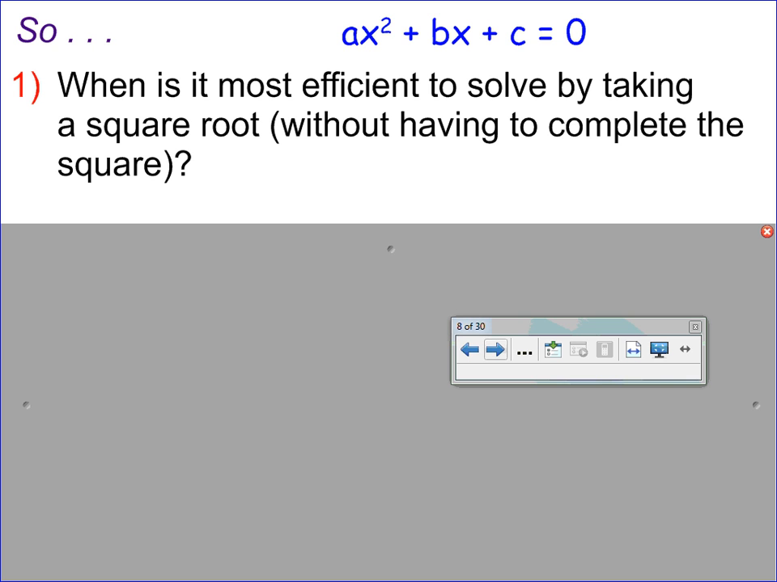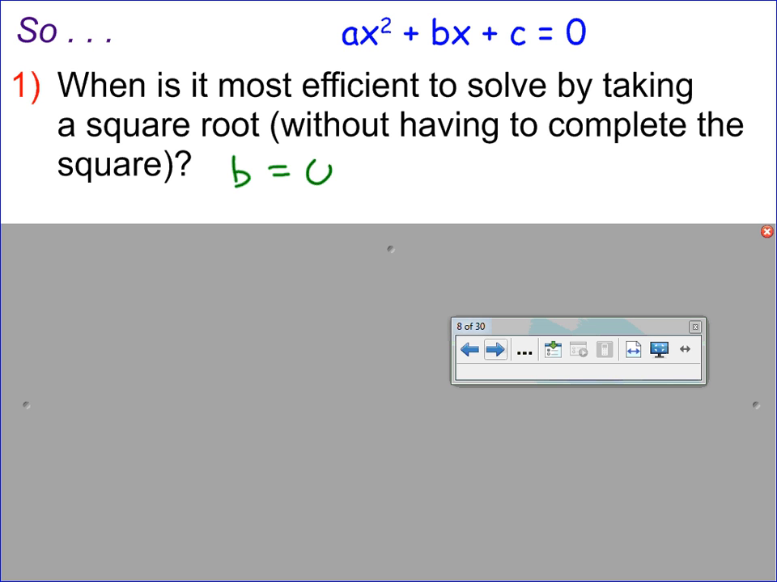If we're in standard form, ax squared plus bx plus c equals 0, in order to solve by taking square roots, remember we've said time and time again that we can only have a single squaring term. If we're in standard form, that would mean that the value of b would have to be 0, right? So that I just have an x squared term. So a quick reason, if we're in standard form, for why it's most efficient to solve by taking square roots is if b equals 0.